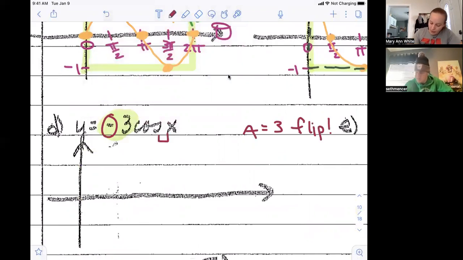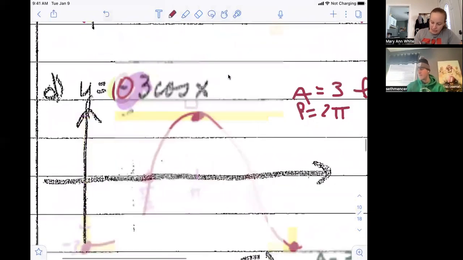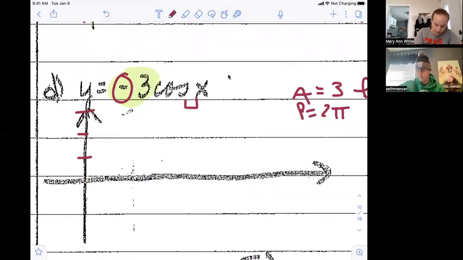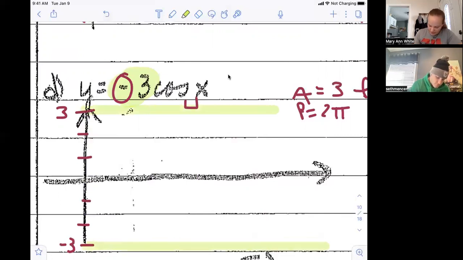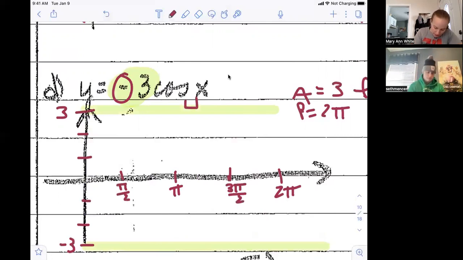There's no number in front of my x, so my period is still 2 pi. So I'm going to start by setting my axes up. 1, 2, 3, 1, 2, 3. So I'm going as high as 3. I'm going as low as -3. We'll say 2 pi is here. You can make 2 pi wherever you want it. There's 2 pi, here's 1 pi, here's pi over 2, here's 3 pi over 2, and here's 0. And I need to go from 0 to 2 pi.